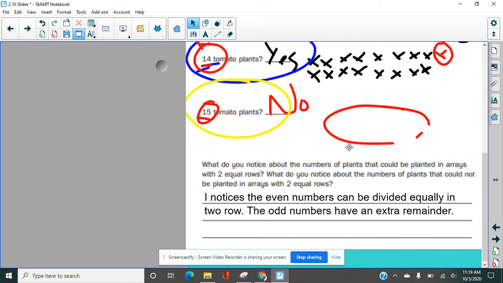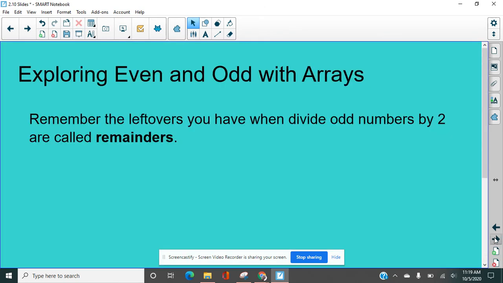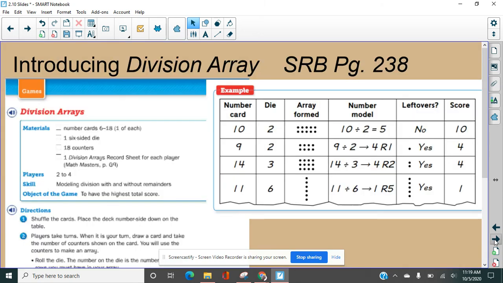Okay, so these are examples of arrays, and we're going to now get into our game. Remember that the leftovers that you have when you divide the odd numbers by two are called remainders. Now, we're going to play a game called Division Array. We're going to play it online, but if for some reason you want to play this at a table, you can find the rules in your SRB on page 238.